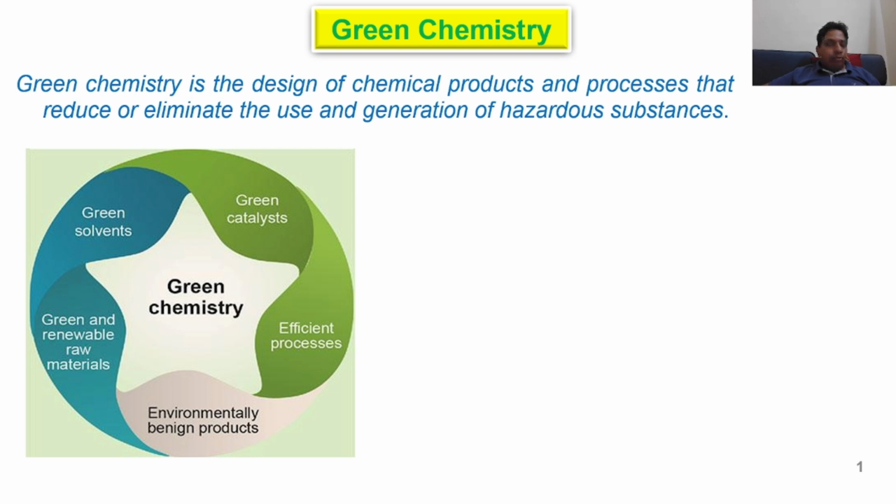I'm Dr. Vishnu. Now I'm going to discuss one of the interesting topics, green chemistry. Green chemistry is similar to sustainable chemistry or circular chemistry. It is an area of chemistry and chemical engineering focused on the design of products and processes that minimize or eliminate the use and generation of hazardous substances. So we can define green chemistry as the design of chemical products and processes that reduce or eliminate the use and generation of hazardous substances.